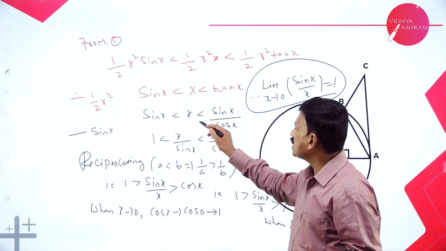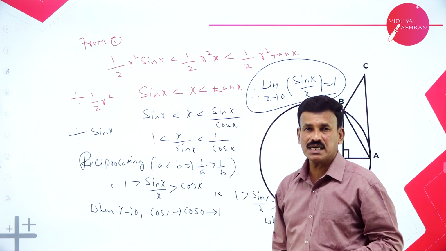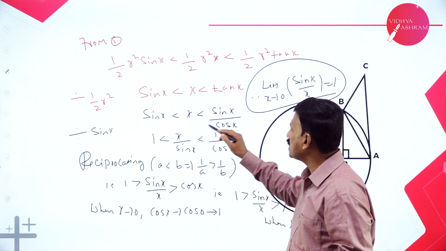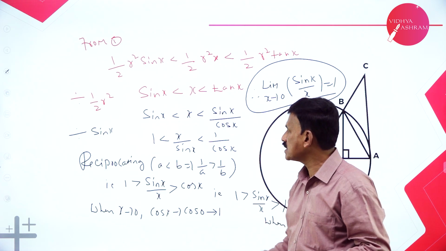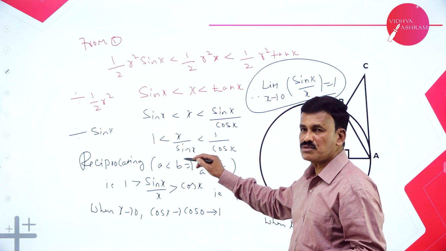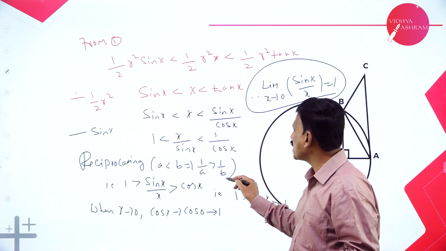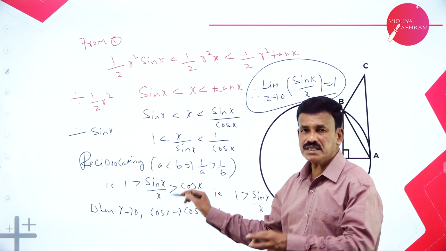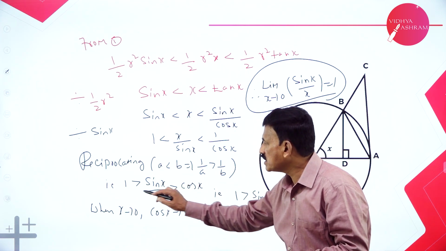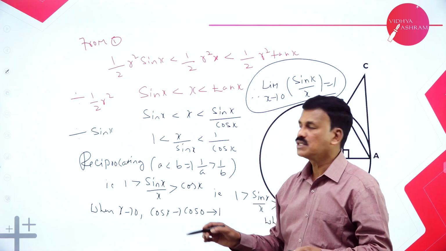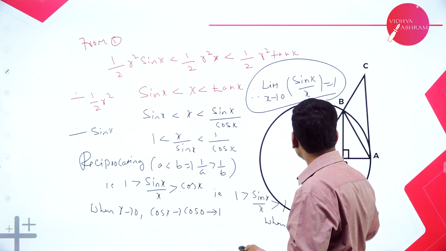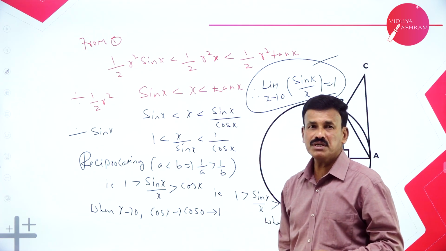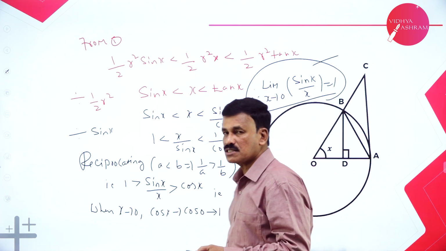Now tan x can be written as sin x by cos x. Divide by sin x, 1 less than x by sin x, sin gets cancelled, 1 by cos x, reciprocate it. So this becomes 1 is greater than sin x by x, which is greater than cos x by 1, that is cos x. When x tends to 0, the sin x by x lies between 1 and 1. Therefore, the value of sin x by x is also equal to 1 when x tends to 0, denoted as limit x tends to 0 of sin x by x is equal to 1.